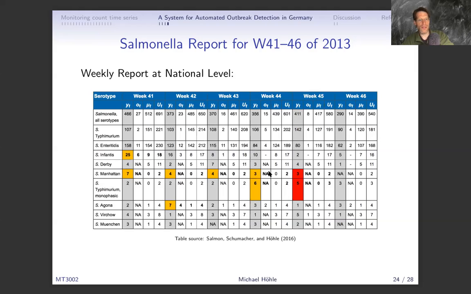And for example, here you would have the Salmonella Manhattan, very low number of counts, 7, 4, 4, 3. Here we have a 3, which is usually a rather low number for the week. And actually here, in week 45, we would expect 2. And the 3 was flagged as an outbreak. Interestingly enough, the week before, the 3 and the 2, same sort of upper limit and same observed number, didn't cause an outbreak.